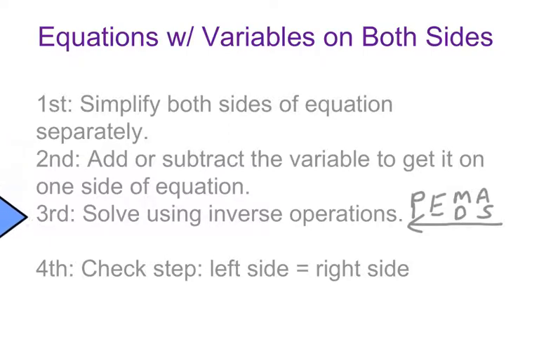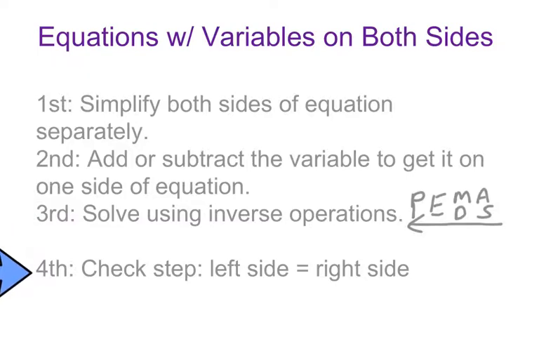Third step, solve using inverse. Inverse is just a fancy word for the opposite operation. Like the opposite of multiply, or the inverse of multiply, is divide. And we're doing PEMDAS in reverse order. So we do add and subtract first, then multiply and divide, then exponents, then parentheses.